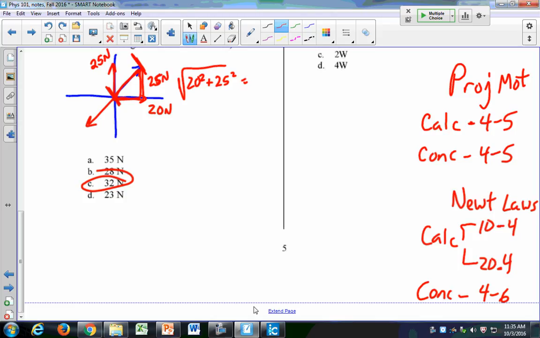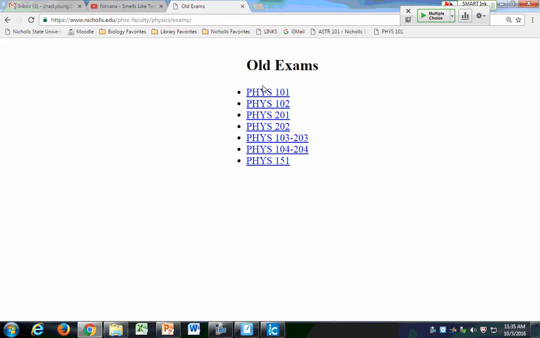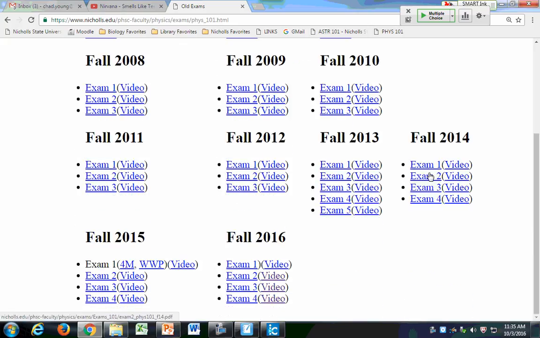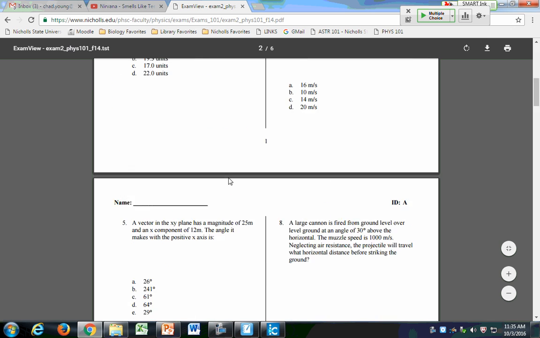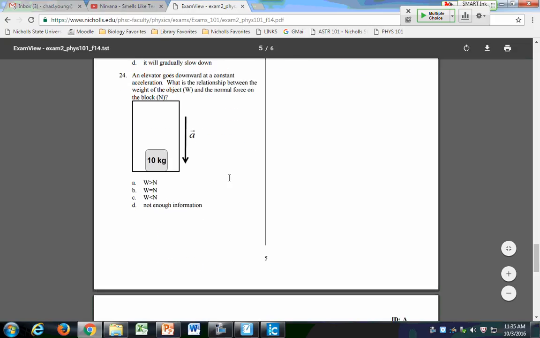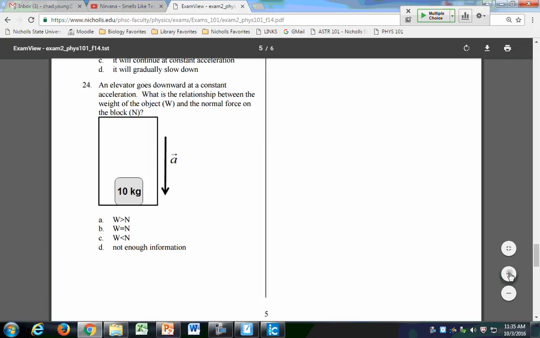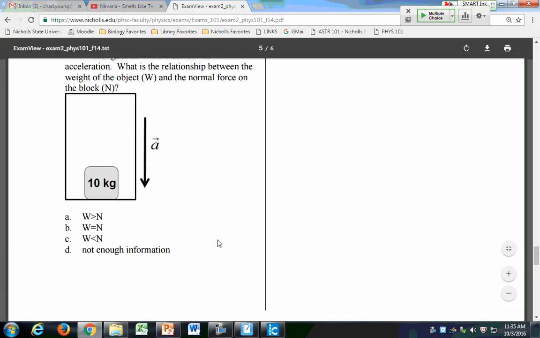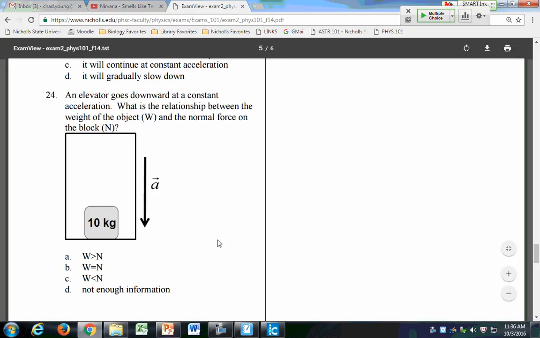2014. Let's look at that because you'll probably have a question like that. In the elevator, we've worked one similar to it. Exam 2, right? This one? Elevator goes downward at constant acceleration. What is the relationship between the weight of the object and the normal force? So we can approach this in the same way that we've been doing.